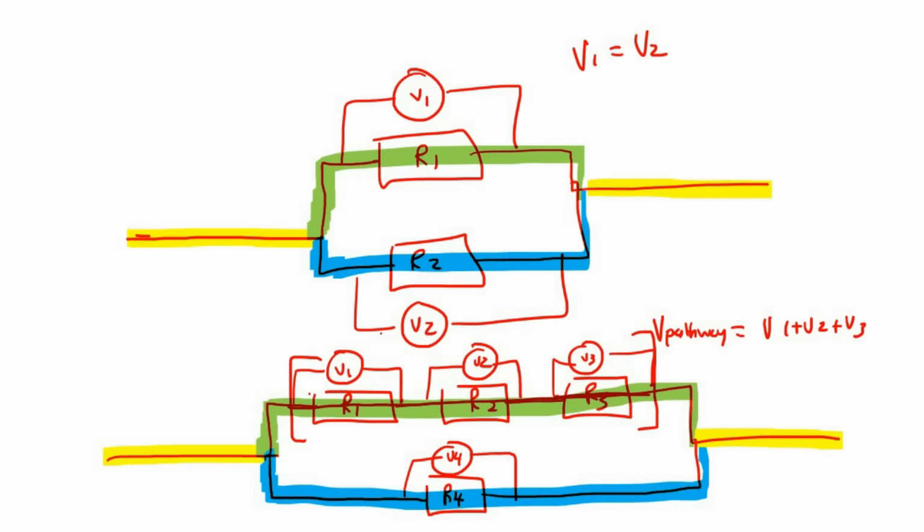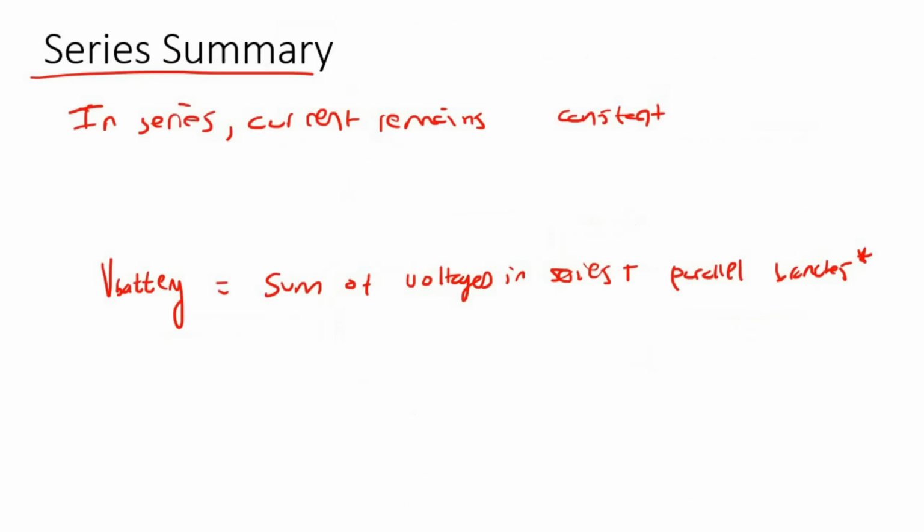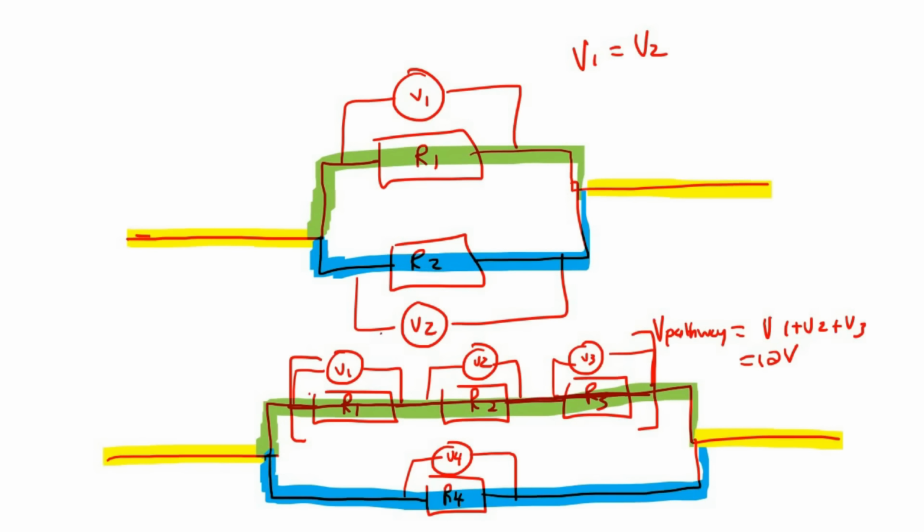Now, whatever that total adds up to, maybe that adds up to 12 volts, then that must be the same as the voltage of all the other pathways. Have a look here. In parallel, the voltage of each path is the same. So that means that this pathway would also have to be 12 volts. So let's practice this a little bit.